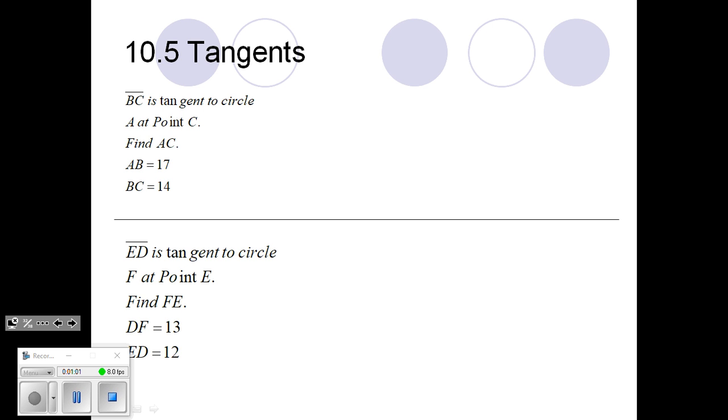So this first one here, we're going to talk about circle A. Remember, if we have a circle, we label it by its center point. So this is circle A. And at point C we have a point of tangency here, which leads us to point B. So there's a radius that comes from point A and gives us a 90-degree angle at point C.